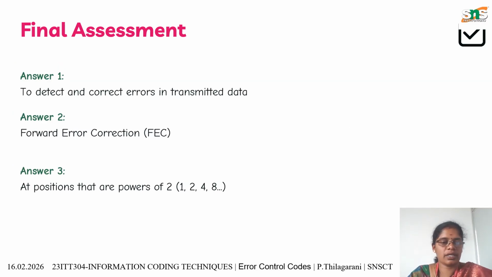The first question answer is to detect and correct errors in transmitted data. The second question answer is forward error correction, that is FEC. The third answer is at positions that are powers of 2, that is 1, 2, 4, 8 and 16, like that.